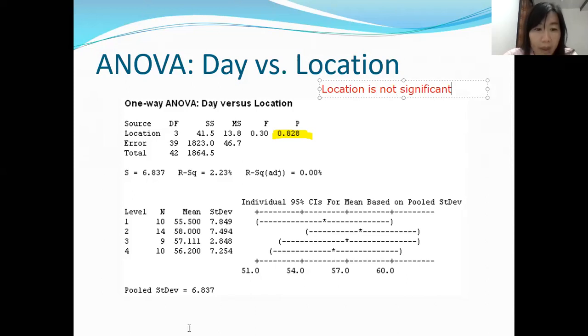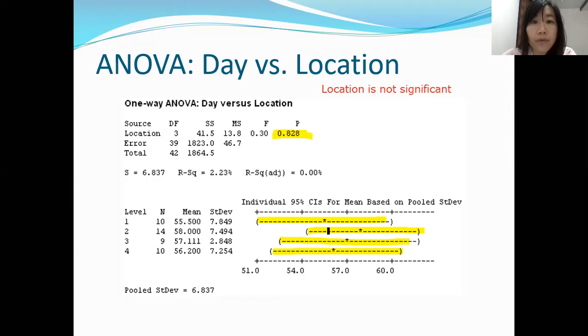It's supported by the confidence intervals, which have intersections among the locations. It means that there's no difference in payment days caused by the different locations. So let's continue to the next analysis.